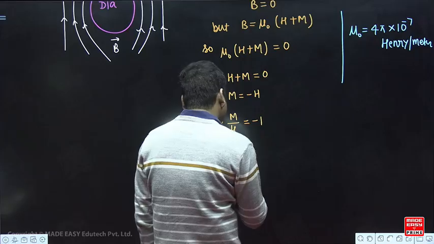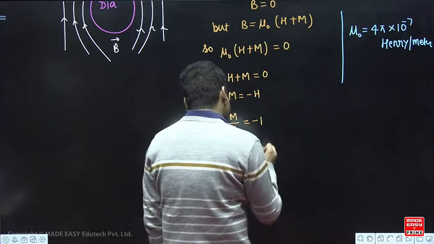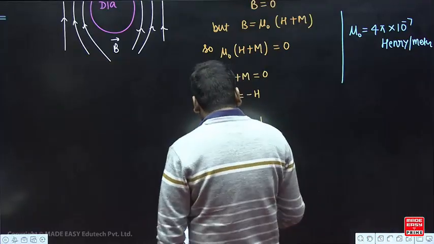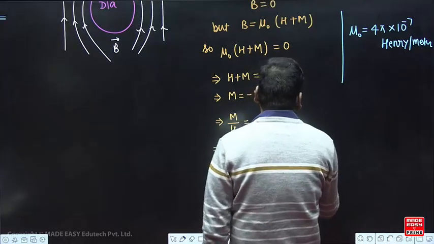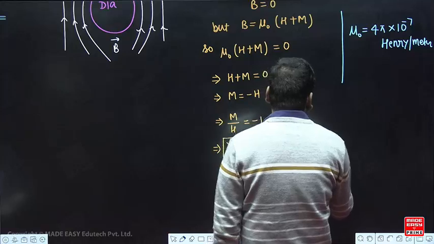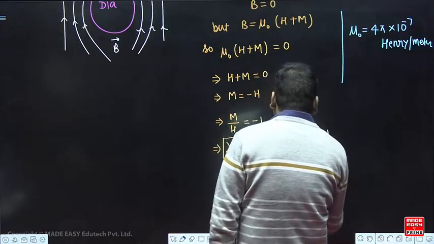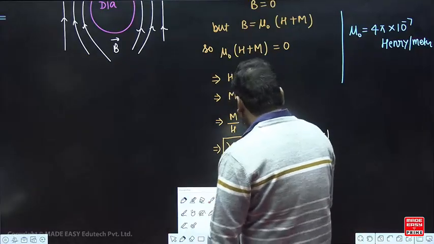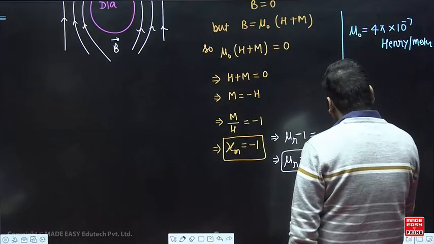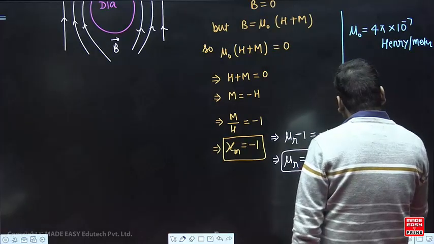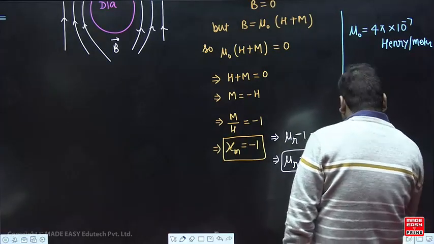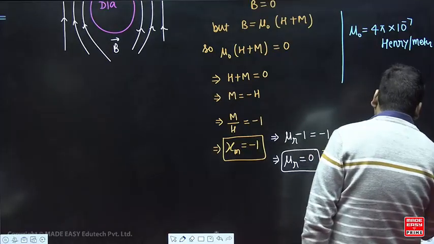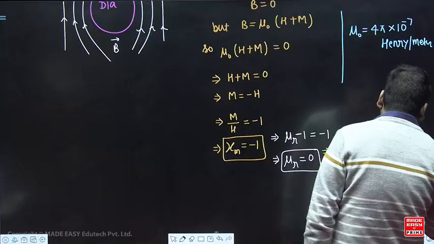M by H is chi M, which is minus 1. So magnetic susceptibility for a perfect diamagnetic material is minus 1. But magnetic susceptibility is mu r minus 1, that is, mu r is equal to 0. So the condition for perfect diamagnetism, ideal diamagnetism, is that magnetic permeability should be equal to 0.